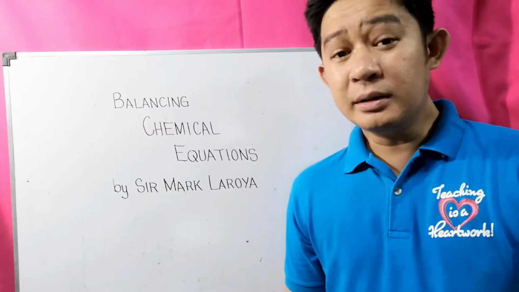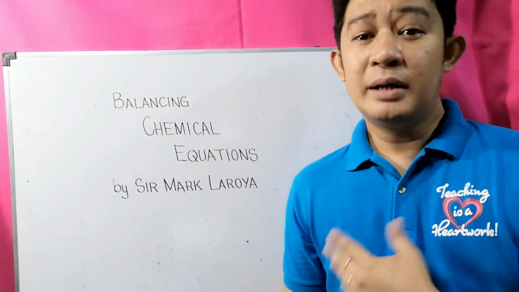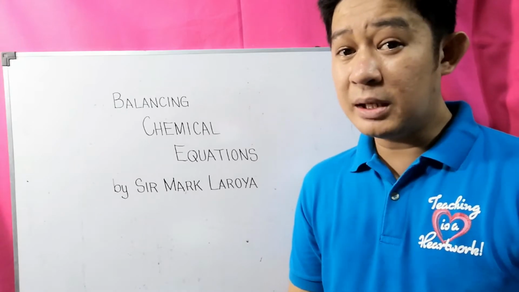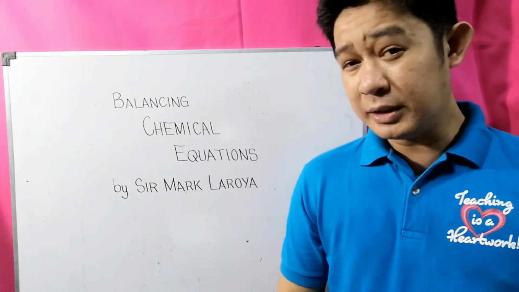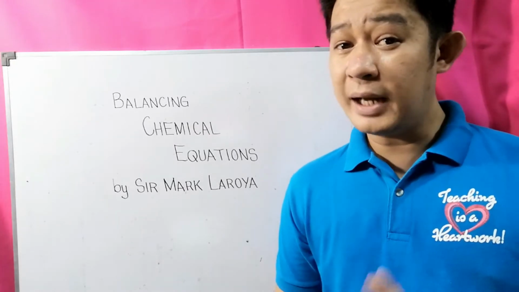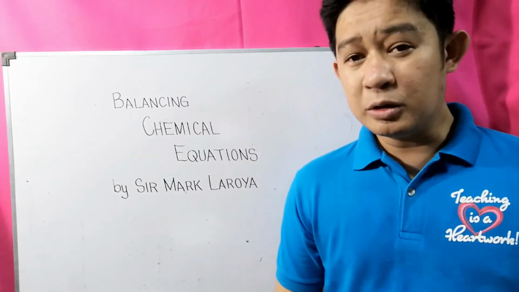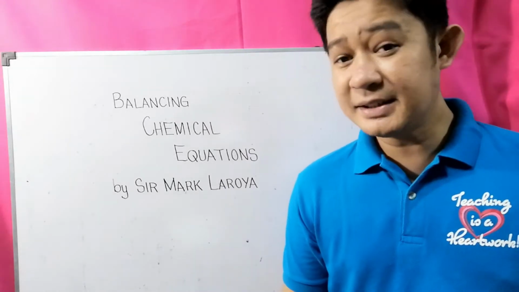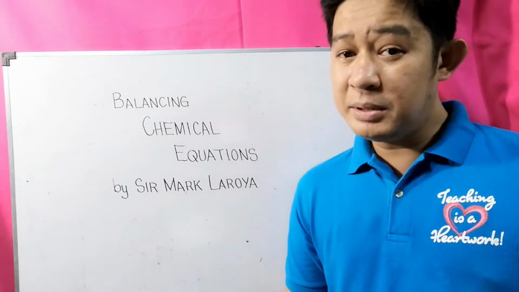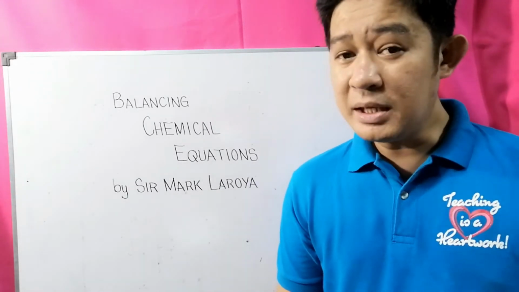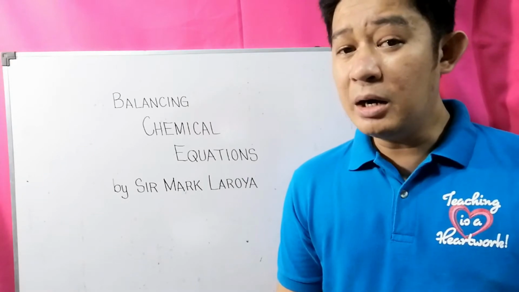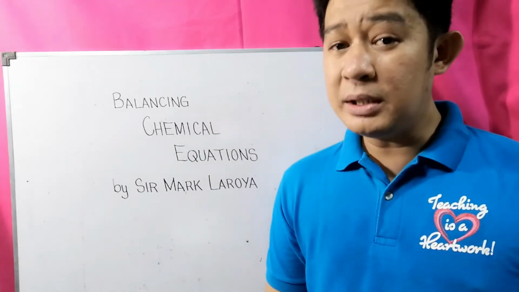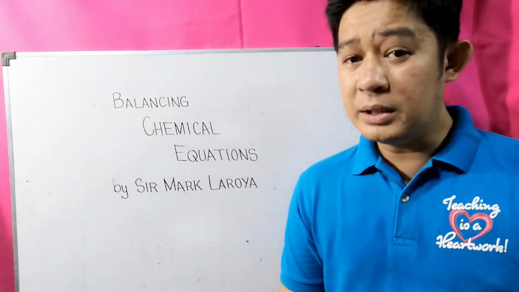One of the most important things in chemistry, aside from writing the chemical equation or reaction, is the balancing of the chemical reaction. But the question is, why do we need to balance the chemical reaction or equation? It is because we simply follow the law of conservation of matter, which states that matter cannot be created nor destroyed. Meaning, in a chemical reaction, the total mass of the reactant or reactants should be equal to the total amount of the products.